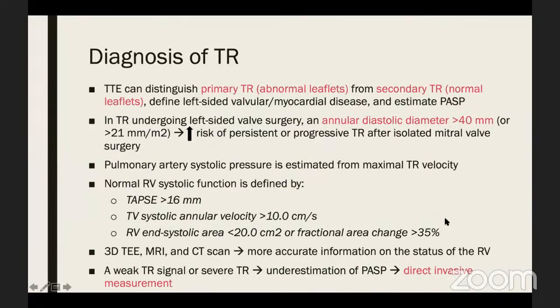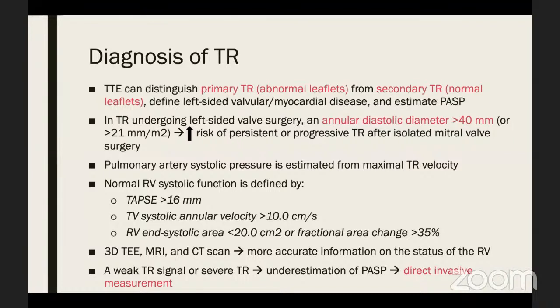So for the diagnosis, the transthoracic echo can distinguish primary TR with abnormal leaflets from secondary TR, which has normal leaflets, and also define the left-sided lesions and estimate the pulmonary artery pressure. In patients who have TR and undergone left-sided surgery, an annular diastolic diameter of more than 40 millimeters or more than 21 millimeters per square meter, there is increased risk of persistent progressive TR after isolated mitral valve surgery. So if the TR was not addressed during the mitral valve surgery.